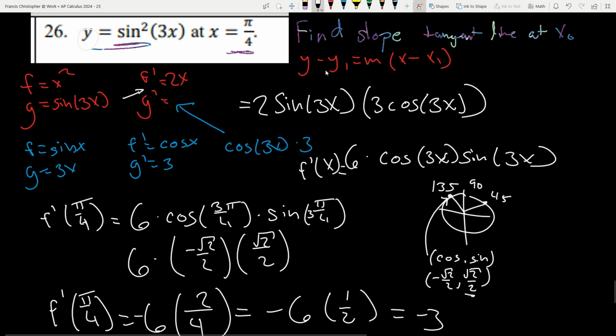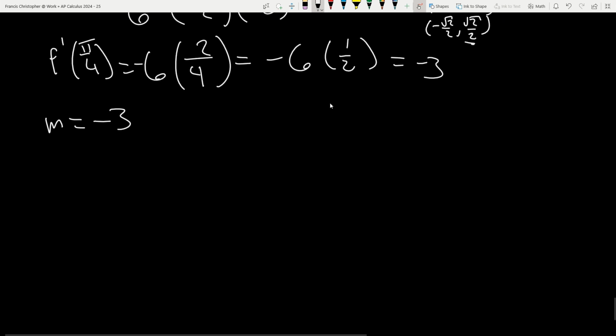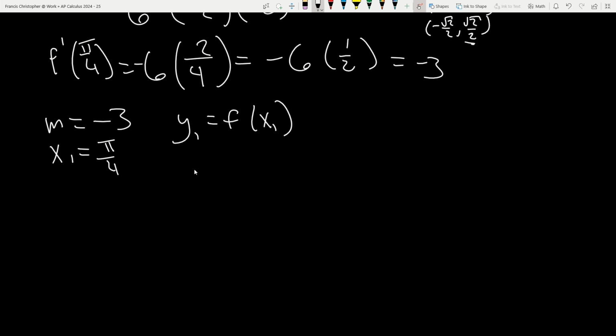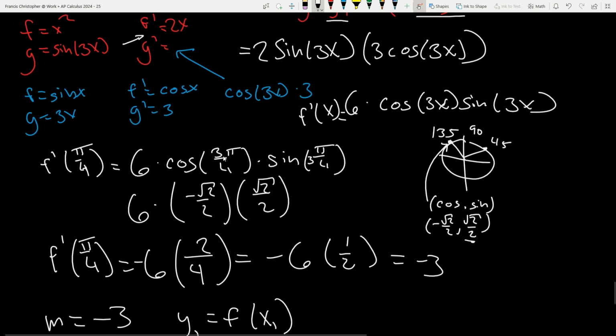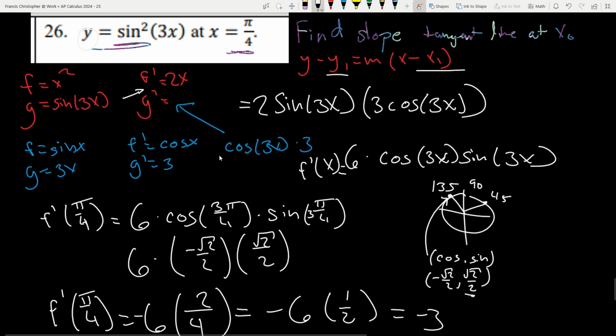So going back to the tangent line equation, we just need to find y1 and x1. Well, x1 is easy enough because that's just pi over 4. That's the location of our point of tangency. And y1 is just f of x1. And f of x1 was what? Sine squared of 3x.